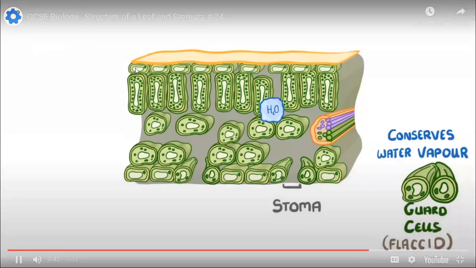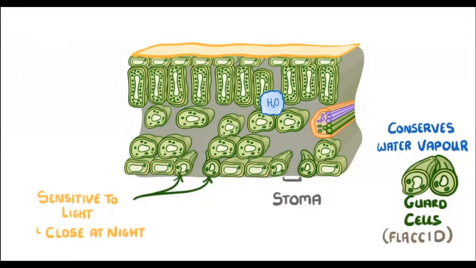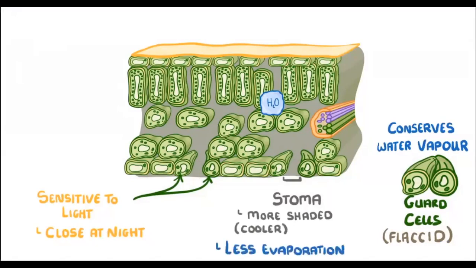Another adaptation is that the guard cells are sensitive to light, so they close at nighttime when photosynthesis isn't taking place, and they don't need carbon dioxide. And the reason that most of the stomata are on the underside of the leaves, rather than the top, is that the lower surface is more shaded, which makes it cooler, and so it means that less water will evaporate.